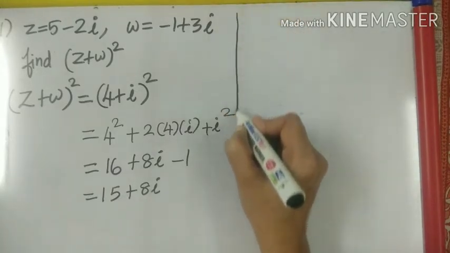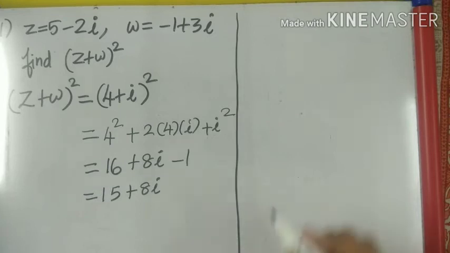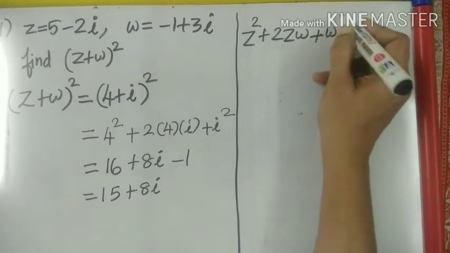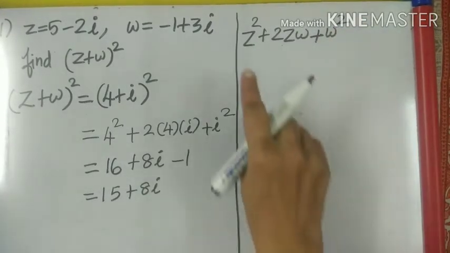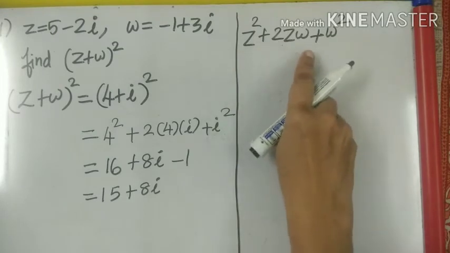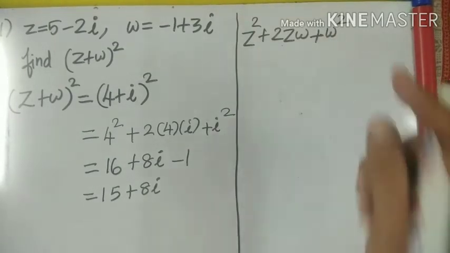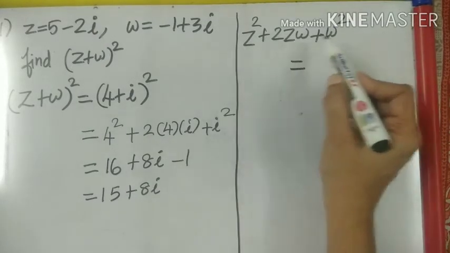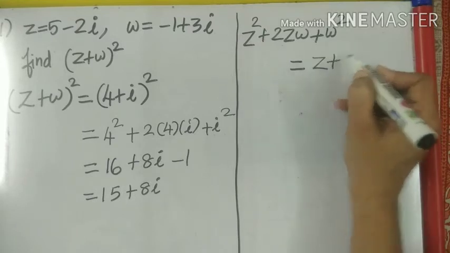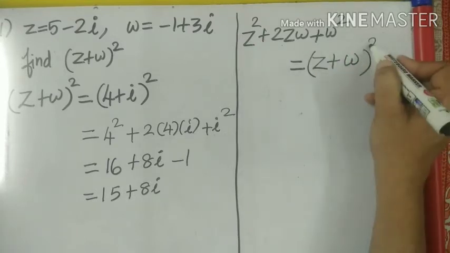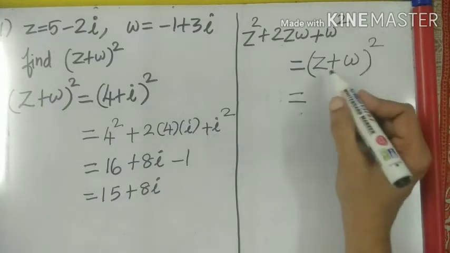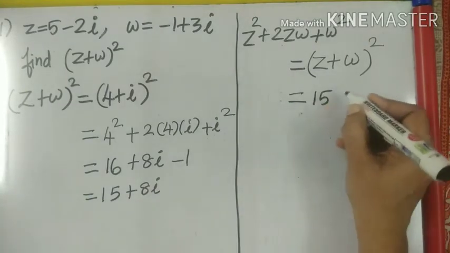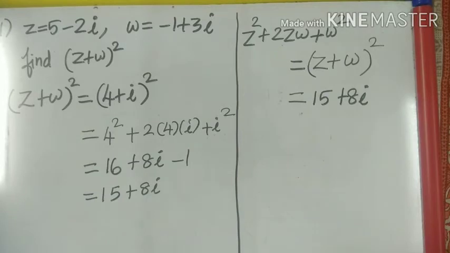Now there is one more question of this pattern. z square plus 2zw plus w square. You can find out what is z square, 2 into z into w, w square, and add it. Or else this is nothing but a square plus 2ab plus b square. So I can also write this as z plus w the whole square. And z plus w the whole square, a little earlier we have found out. So what is the answer? 15 plus 8i.